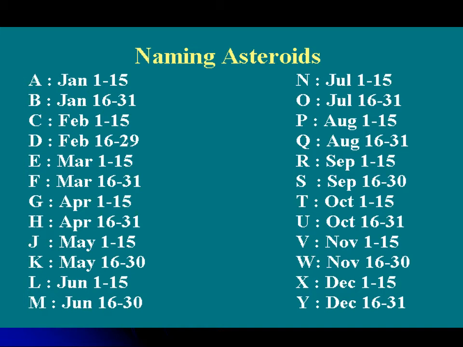Now the second letter is A, B, C, D, and so forth. The first one you discover during that half month is A, and then B, and C, and so forth.